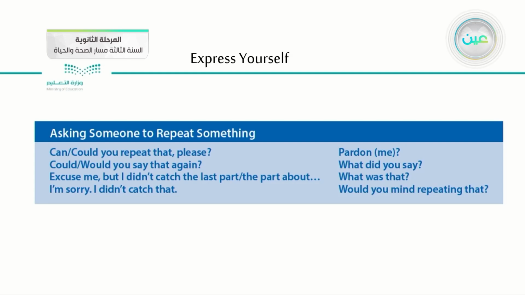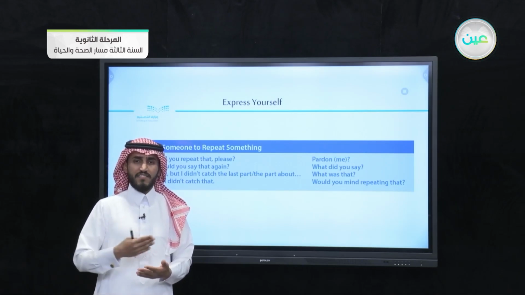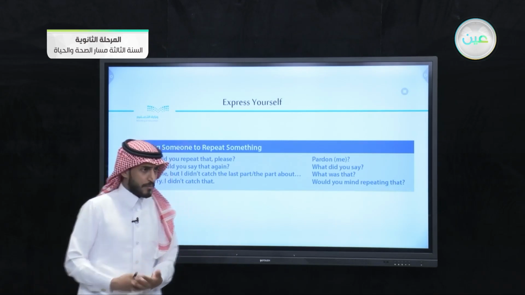For example, you can say, can you or could you repeat that, please? Could you or would you say that again? Or excuse me, but I didn't catch the last part, or the part about. I'm sorry, I didn't catch that. Pardon, or pardon me. What did you say? What was that? Would you mind repeating that? All these expressions can be used to ask someone to repeat or to say again what they have said, if you didn't hear that or if you didn't understand what they have said.